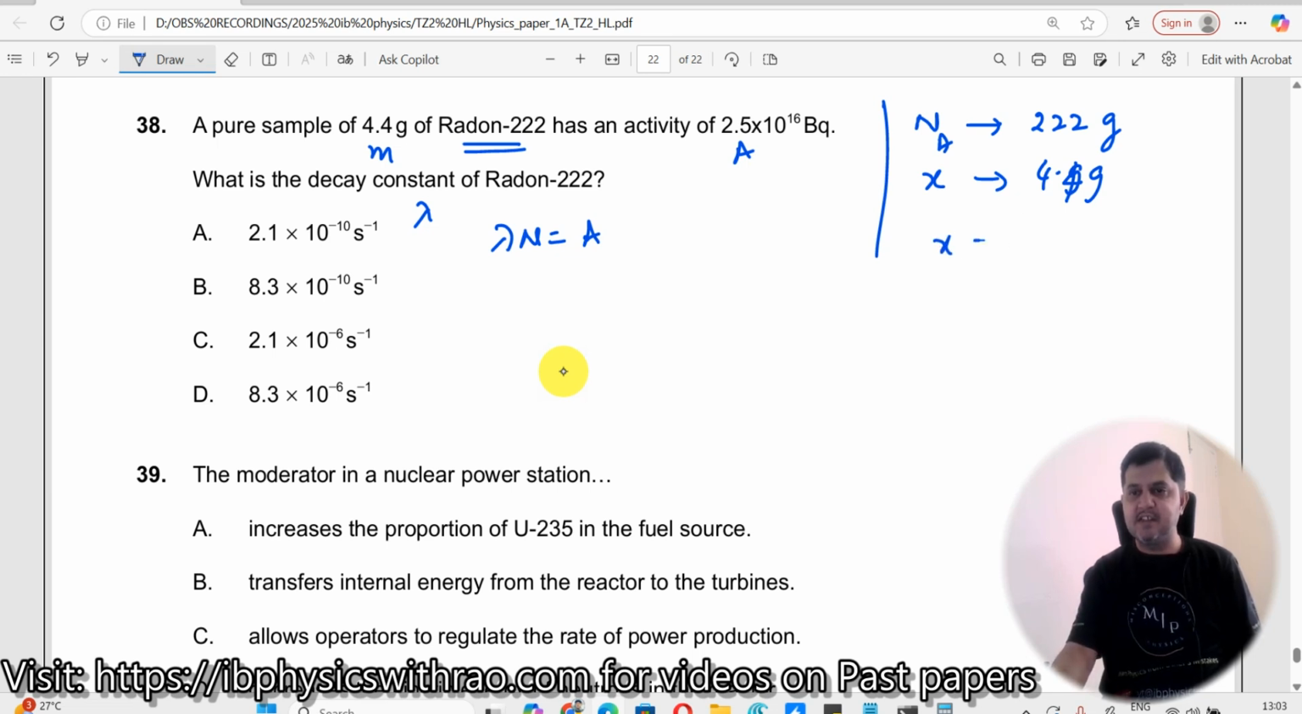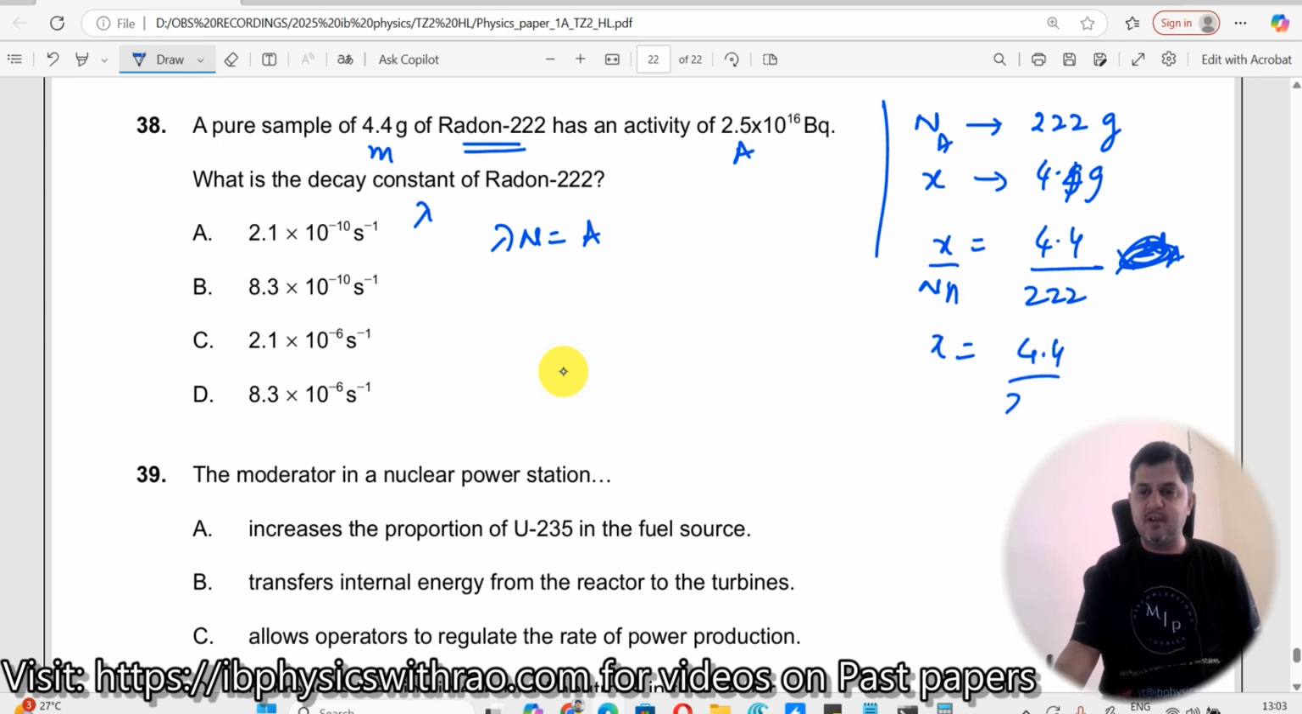So now get the value of x. x will be equal to 4.4 divided by 222 multiplied by Avogadro number. Unitary method I have used. So x is equal to 4.4 divided by 222 into N_A. So now these number of atoms are present, and this is nothing but your capital N. What's the next step? To plug in this value here.